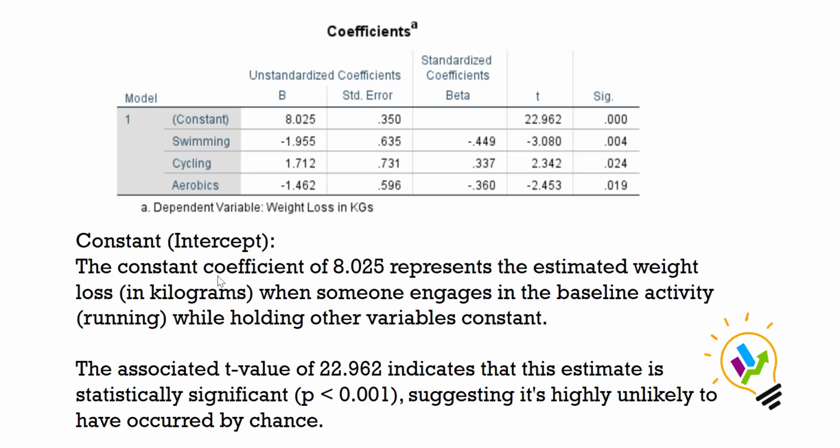The constant coefficient of 8.025 represents the estimated weight loss in kilograms when someone engages in the baseline activity, that is running in this case, while holding other variables constant. The p-value is less than 0.05, so it is significant. Now we'll see how we got this value.